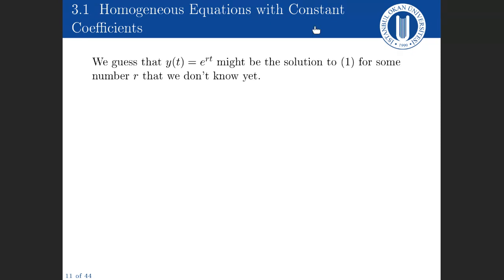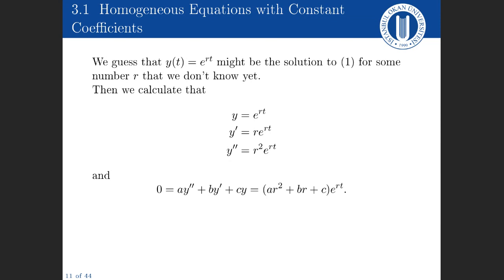We're going to make a guess at this point. We're going to guess that the solution looks something like e to the power rt for some number r that we don't know yet. We can differentiate this 2 times, and then we can stick these functions into the equation. And we find that we must have 0 is equal to (ar squared plus br plus c) e to the power rt.